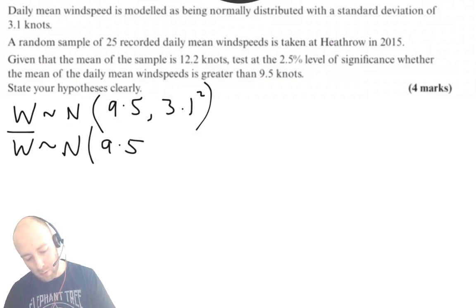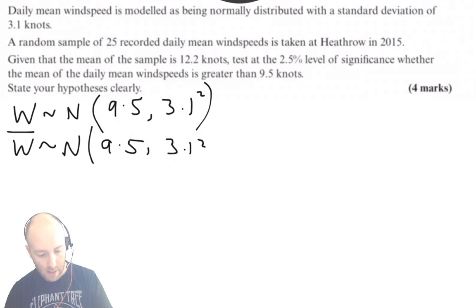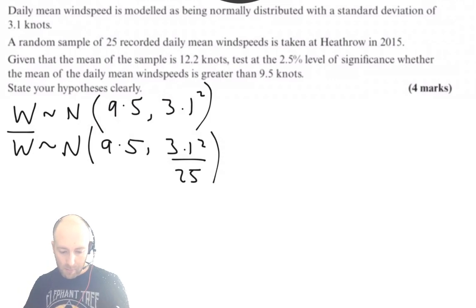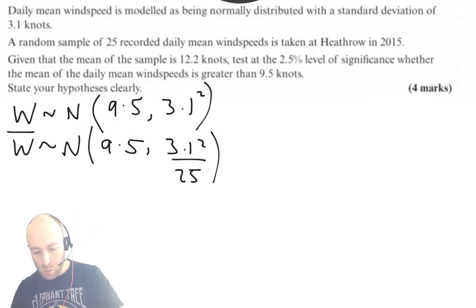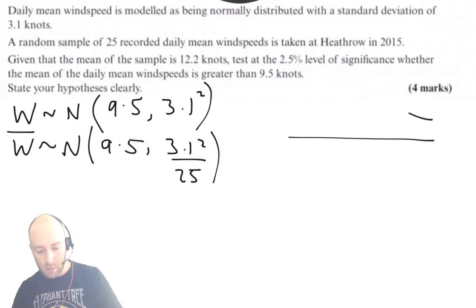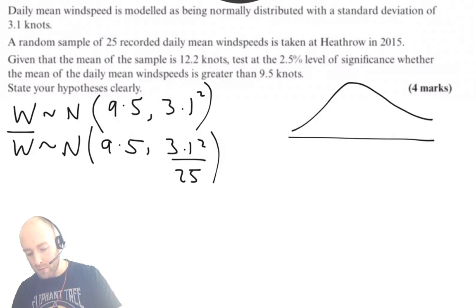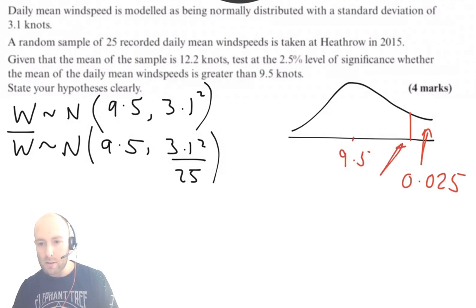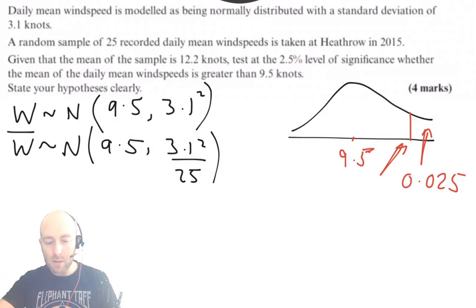You get 3.1 squared over n. N was 25. So we're all set up, ready to go. It's a one-tailed test. We're trying to test whether we're greater than our value, and the significance level is 2.5%. So the area there, 0.025. The mean 9.5, and we're trying to find out what our critical region is. So back onto the calculator.